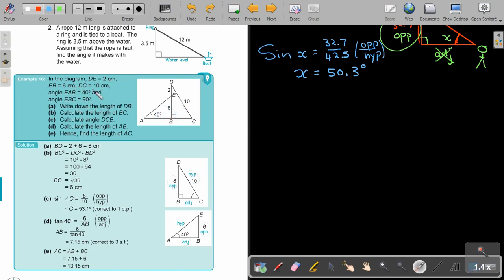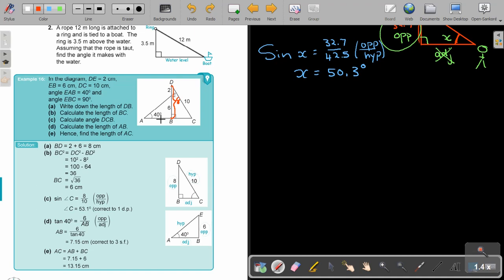So in the diagram, they give you all the dimensions, which you see on the picture. Write down the length of DB. Now DB is just the 6 plus the 2, so it's just 8. And then calculate the length of BC. So you work in this triangle, but don't forget, and that's why they were helping you to get.